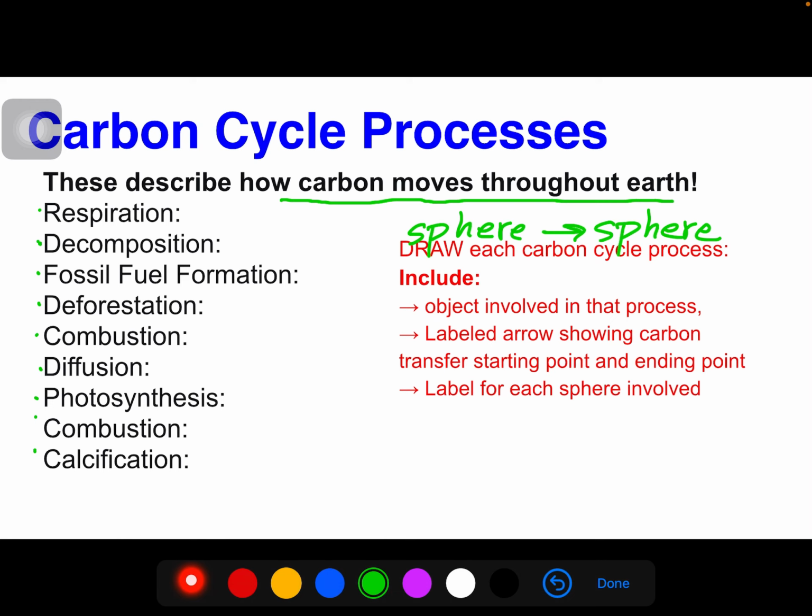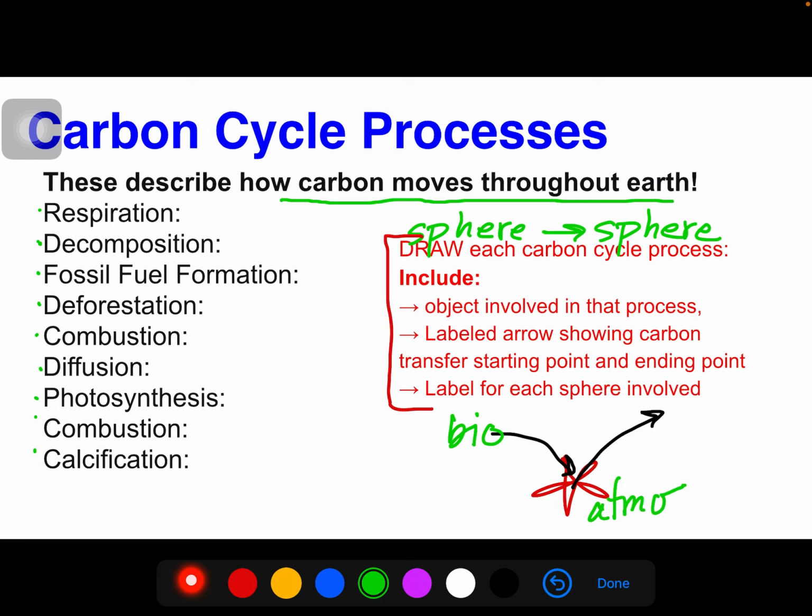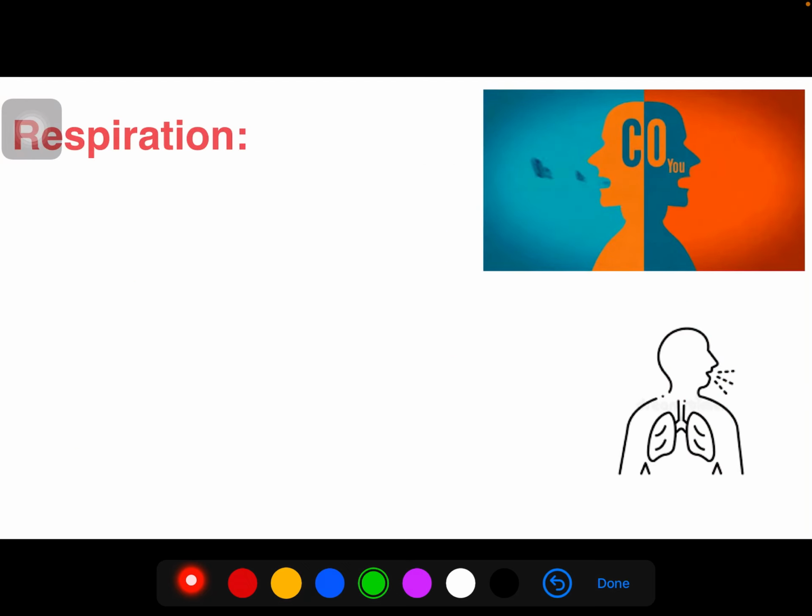So on the right hand side over there, you see this little set of notes for every single transfer. We're going to draw something that fits that definition, show that carbon transfer either out of that object or into that object, and then label the spheres that are involved. So we'll be drawing, we'll be labeling, and putting in some arrows. So the first couple we'll kind of do together, and then the next few you can pause and either grab a Google image or draw it yourself, depending on what you think would work best.